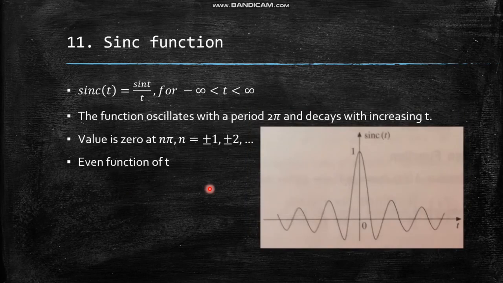Next is a sinc function. Sinc of t is equal to sin t by t for minus infinity less than t less than infinity. This function, the sinc function, oscillates with a period of 2 pi and decays with increasing t. The value is 0 at n pi, that is when n is equal to plus or minus 1, plus or minus 2, etc. This is also an even function of t.